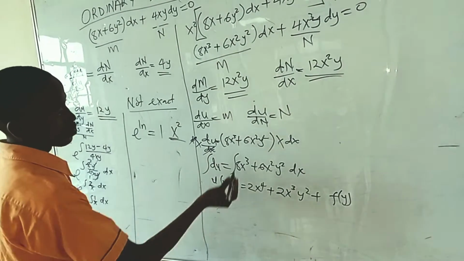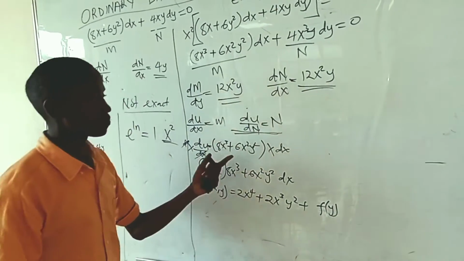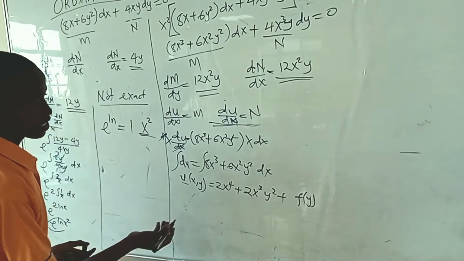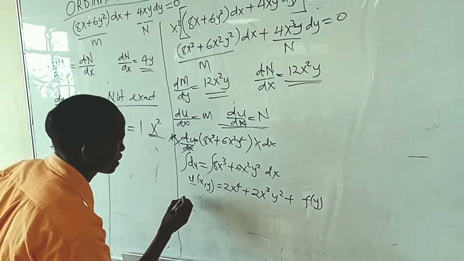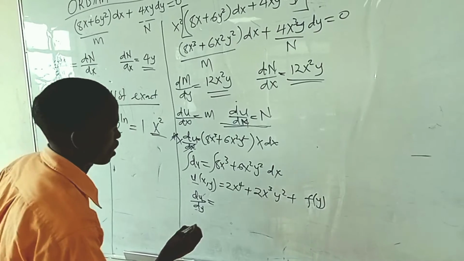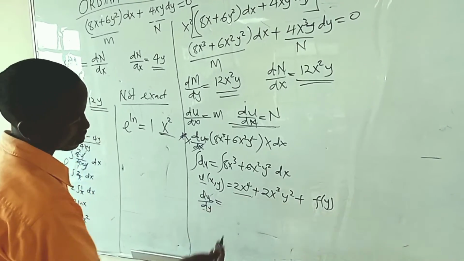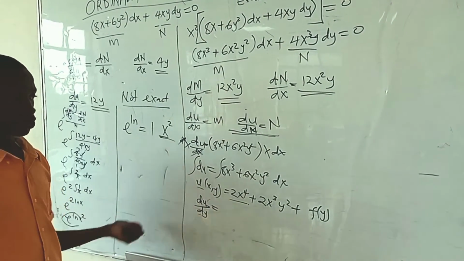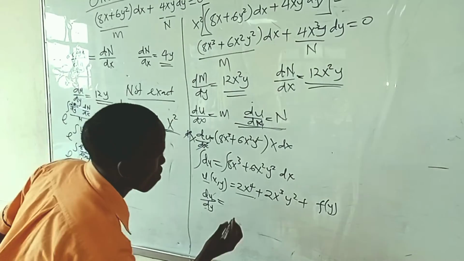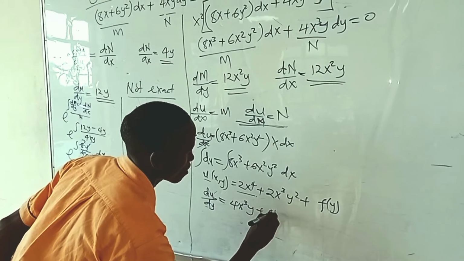So once again, you come here and see that now you have your u, but you say if you differentiate du/dy, you should get N. So let's differentiate this and check. So du/dy, it should give us N. So let's differentiate this with respect to y. This one is just x in terms of x, so if you differentiate in terms of y, it is 0. And if you differentiate this with respect to y, you are getting 4x cubed y plus f prime of y.